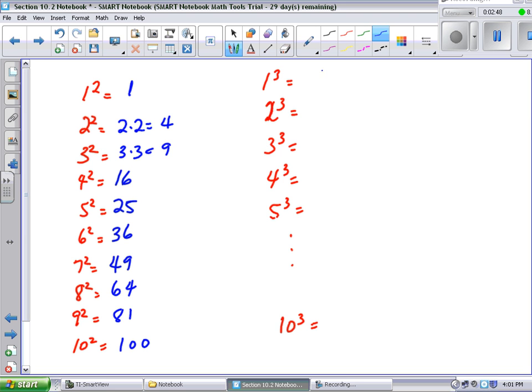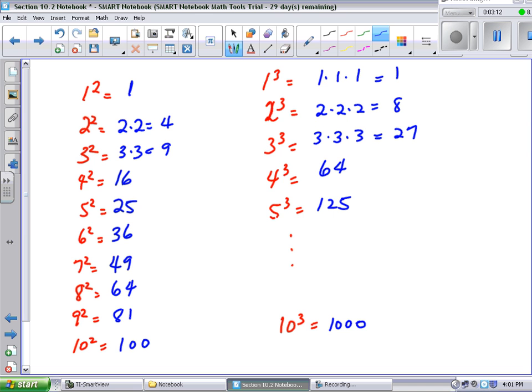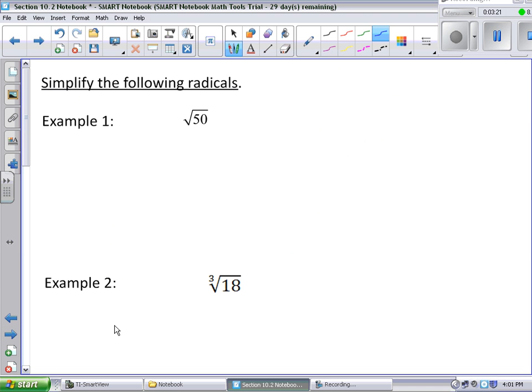1 cubed is 1 times 1 times 1, which would be 1. 2 cubed is 2 times 2 times 2, which would be 8. 3 times 3 times 3, 3 times 3 is 9, times 3 is 27. 4 cubed is 64. 5 cubed is 125, and so on to 10 cubed, which is 1,000. We'll probably not use 6 cubed through 9 cubed very often.